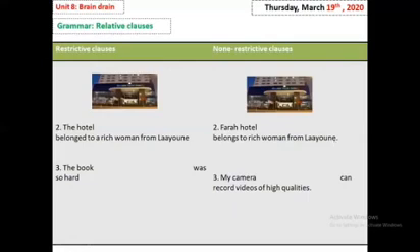Okay, so you know Farah Hotel. You know which hotel belongs to a rich woman from La'youn. It's Farah Hotel. But here, when you say the hotel belonged to a rich woman from La'youn, you are going to ask me which hotel belongs to a rich woman from La'youn, and then I'm going to answer. It's very necessary to add information. The hotel where we stayed last week belongs to a rich woman from La'youn.